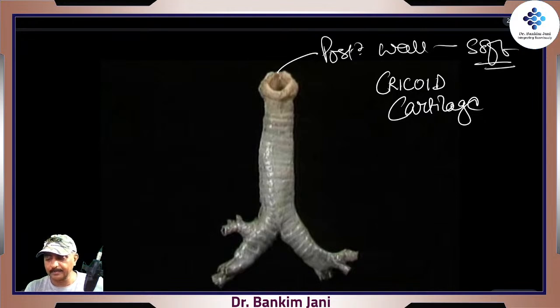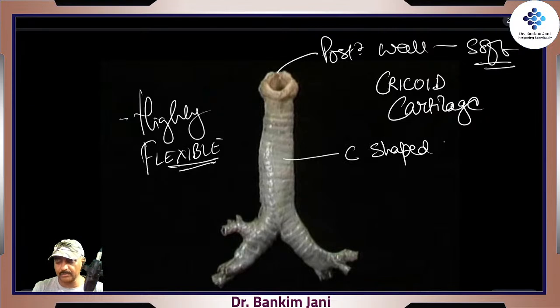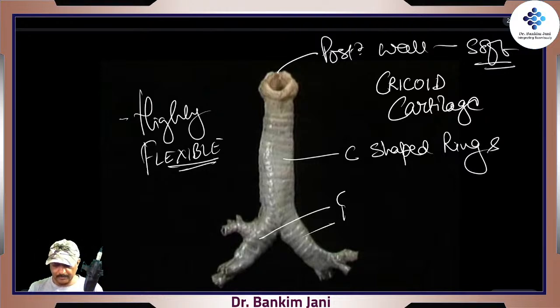It is soft, right? Another characteristic of trachea is it is highly flexible, right? It is highly flexible. It is not rigid. Highly flexible. And these are the C-shaped rings, right? All those things, they are nothing but cartilage. And then the division of trachea, right, into the form of principal bronchus, right? So right and left.